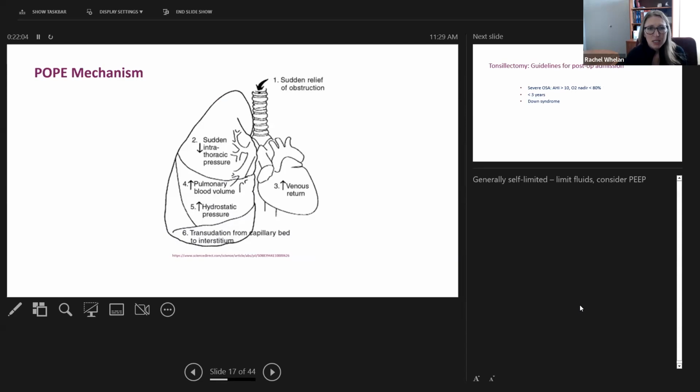these children are still kind of pulling all of that air down. It decreases your intrathoracic pressure, venous return goes up, and then basically you get this influx of hydrostatic pressure, which ends up going into the lungs. And so I can tell you that I've had several cases of post-obstructive pulmonary edema. It generally happens within the first few hours after surgery.